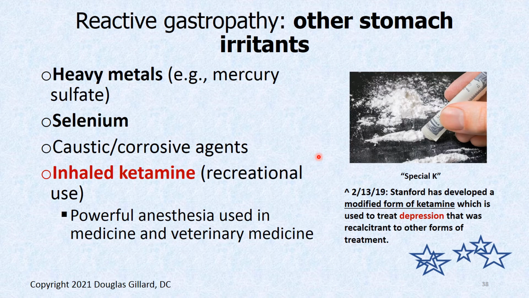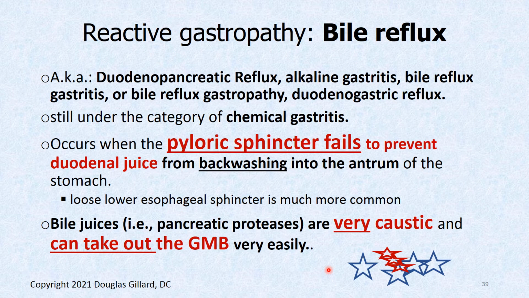How about some other things that could cause a reactive gastropathy or special forms of gastritis, if you have to call it that? Mercury, selenium, ketamine, recreational drug, inhaled ketamine, special K, right? So really, really tough on the mucous cells. We'll get into the mechanism there. Interesting, Stanford in a paper in February 2019, they're actually using ketamine for treating severe medication-resistant depression. Seems to be working really well. So there's actually use for special K that's not for recreational purposes.